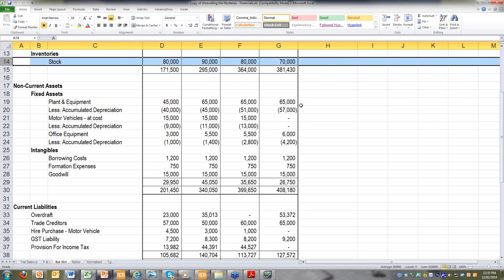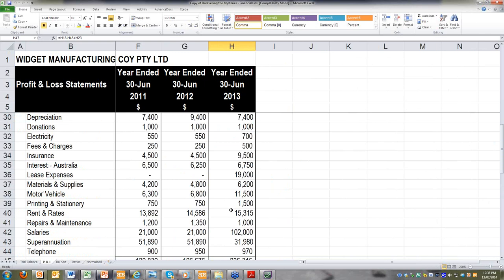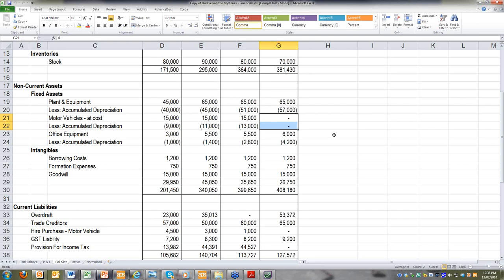Motor vehicles, our motor vehicles actually dropped off, which, if you remember back in the profit and loss statement, we actually had an increase in our motor vehicle costs. But we also have this lease expense. So one of the things we're going to be looking at is what's the motor vehicle cost and is it likely to be that lease that's there?